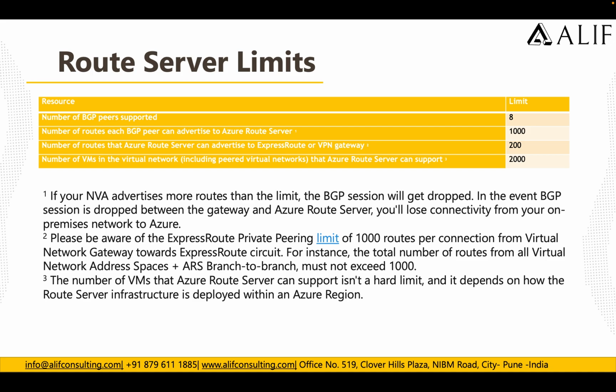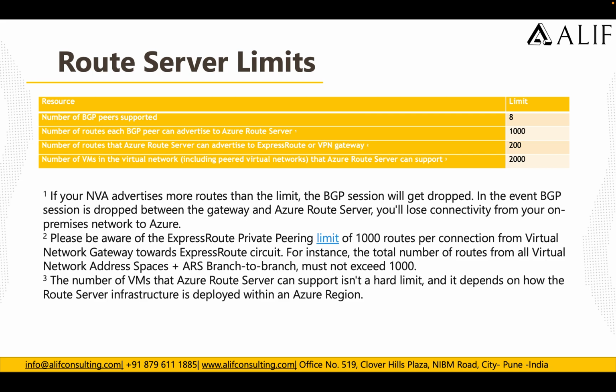Now, what are the limits we have? The number of BGP peers supported is 8, which means we can have up to 4 NVAs in one route server. The number of routes each BGP peer can advertise to the Azure Route Server is 1000. The number of routes that Azure Route Server can advertise to ExpressRoute and a VPN gateway is a maximum of 200.